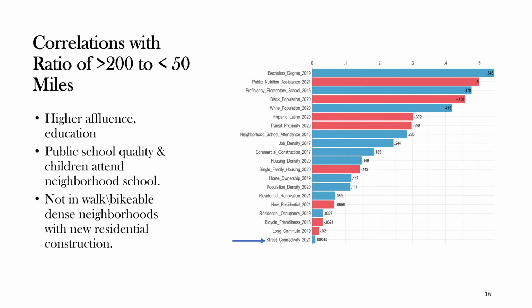Perfect. So we can compare that to our ratio variable, looking at neighborhoods that have a comparatively higher number of people coming from outside of the MSA. And what we see is that street connectivity falls all the way down to the bottom and different variables pop up. So the importance of the share of people with a bachelor's degree, negatively associated with people on public nutrition assistance, highly correlated with elementary school quality, white population. So we start to see a picture of higher affluence, education, high quality public schools. Another interesting one is the number of people who attend the local neighborhood school as compared to the last graph where it was negatively correlated. So comparatively less likely to be in these walkable, dense urban neighborhoods with new residential construction. Okay, next slide.